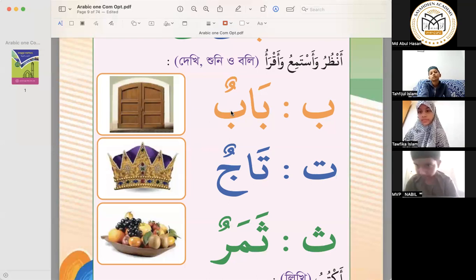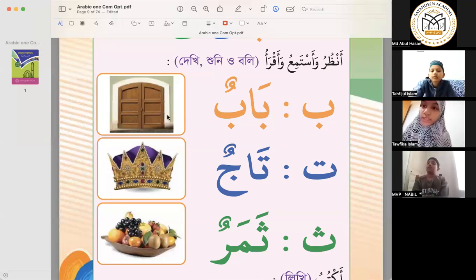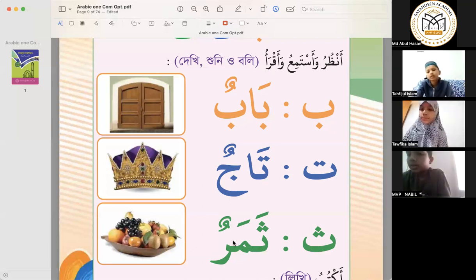Now Taufika ask and Tahfiz answer. ما هذا. With English. What's this? هذا باب. This is a door. ما هذا. What's this? هذا تاج. This is a crown. ما هذا. What's this? هذا ثمر. This is fruit.